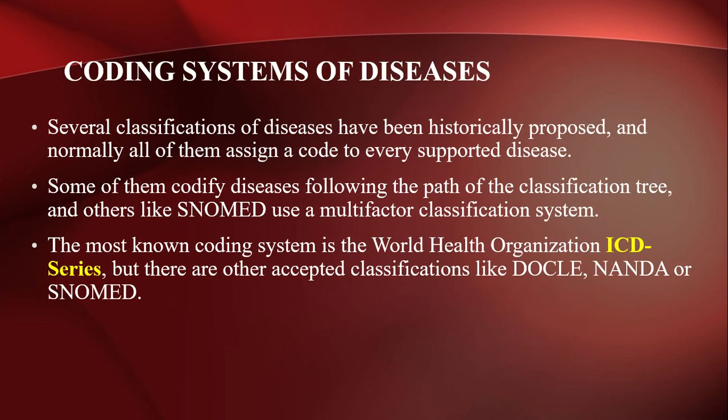The coding systems of diseases. Several classifications of diseases have been historically proposed, and normally all of them assign a code to every supported disease. Some of them codify diseases following the path of the classification tree, and others, like the SNOMED, use a multi-factor classification system. The most common coding system is the World Health Organization ICD series, but there are other accepted classifications like Dokley, Landa, or SNOMED.